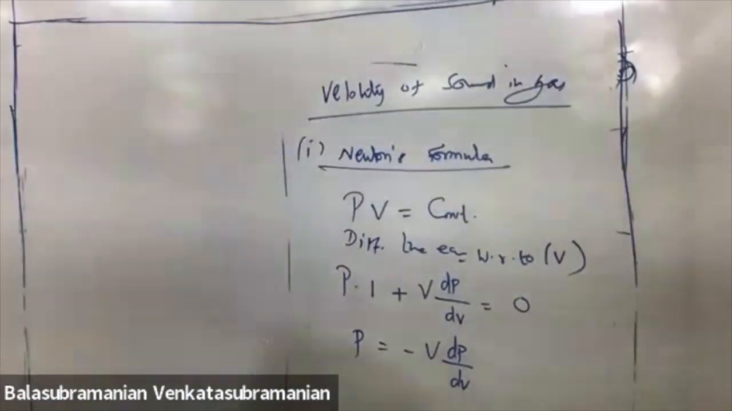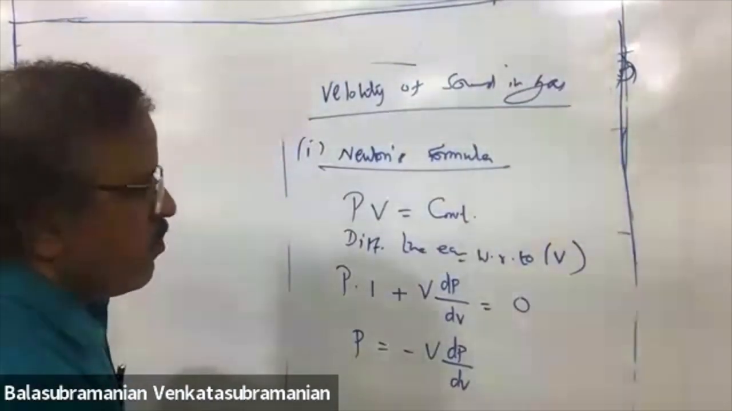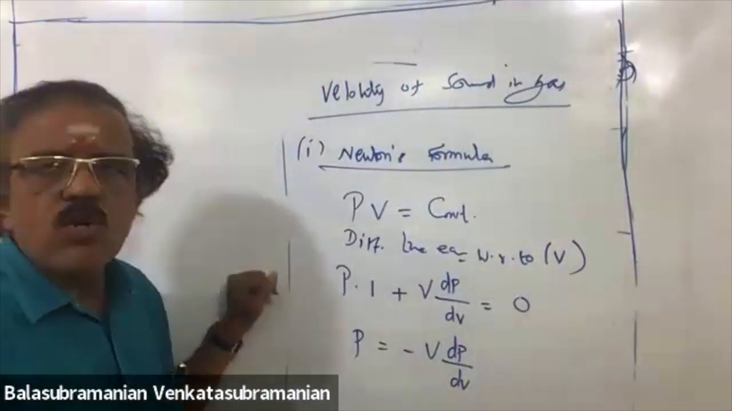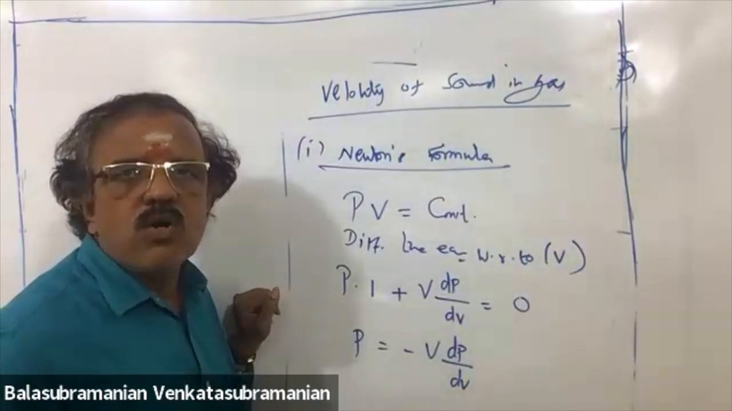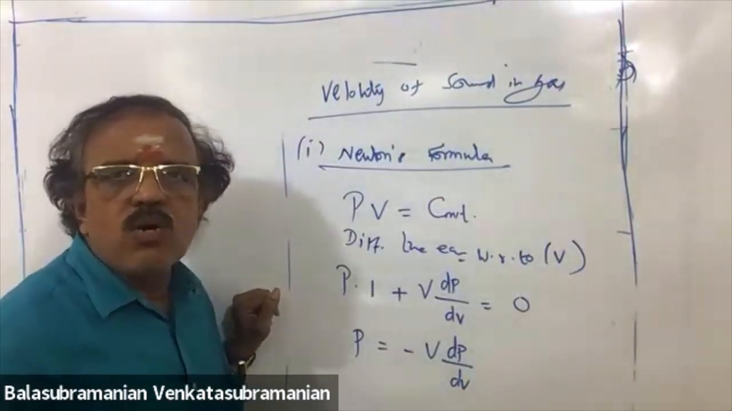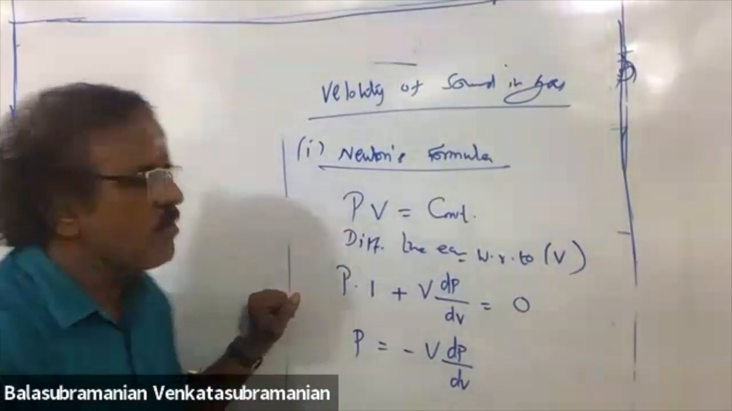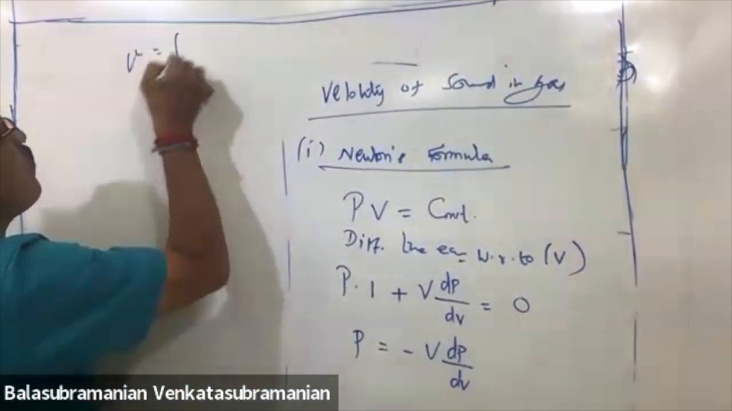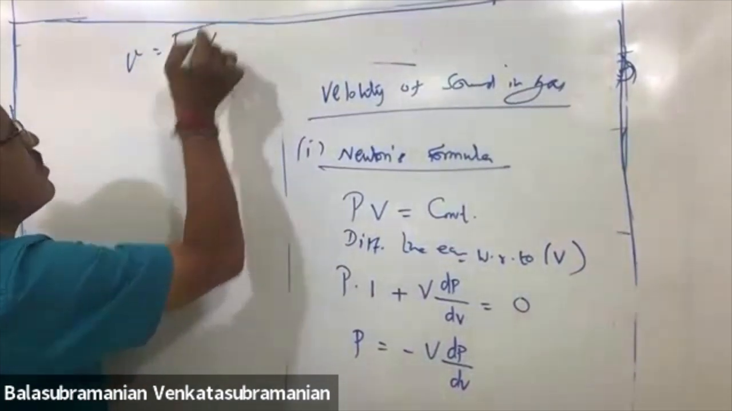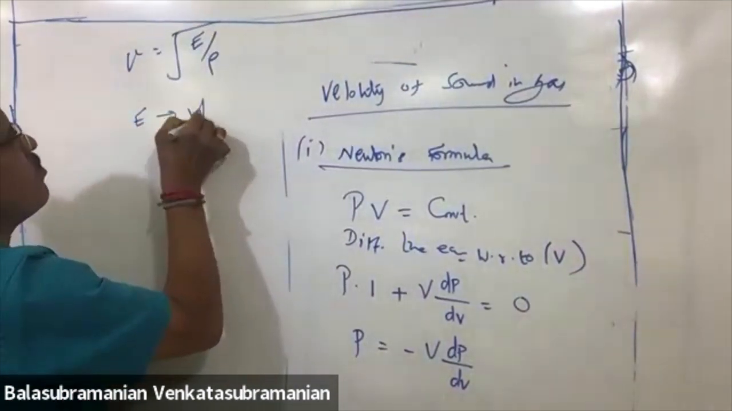Okay, sir. Here, V is equal to root of Y by rho, root of K by rho, root of E by rho, whatever it is, elasticity. Root of E by rho we have studied. E is called volume elasticity.